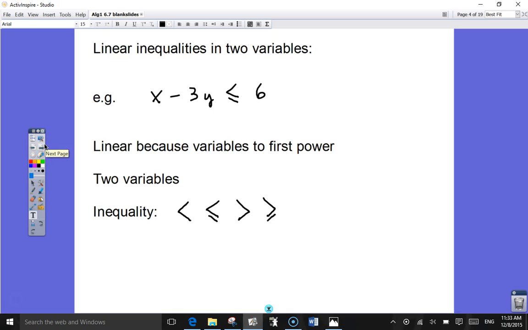We're doing linear inequalities in two variables. And by linear inequalities, we mean it's linear because x and y are to the first power. That's how you know an equation is linear, right? It's two variables, obviously, x and y, and it's an inequality because we don't have an equal sign. That would make it an equation. We have one of these symbols, right? And we've been using these symbols some already. So less than or equal to, greater than or equal to.